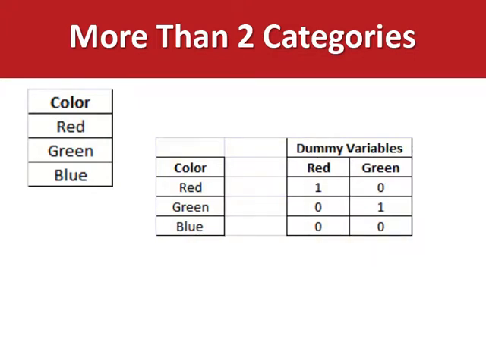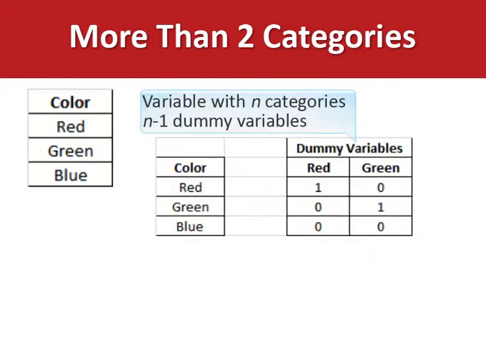So what we do is we drop one of the variables. We make one of the colors the baseline, in this case blue, so that a value of red equals 0 and green equals 0 implies the baseline, or blue, in exactly the same way that a value of maleness of 0 implied female.